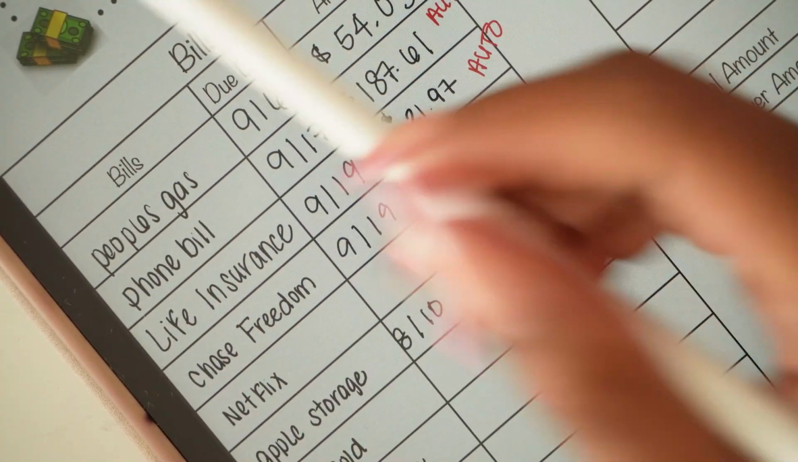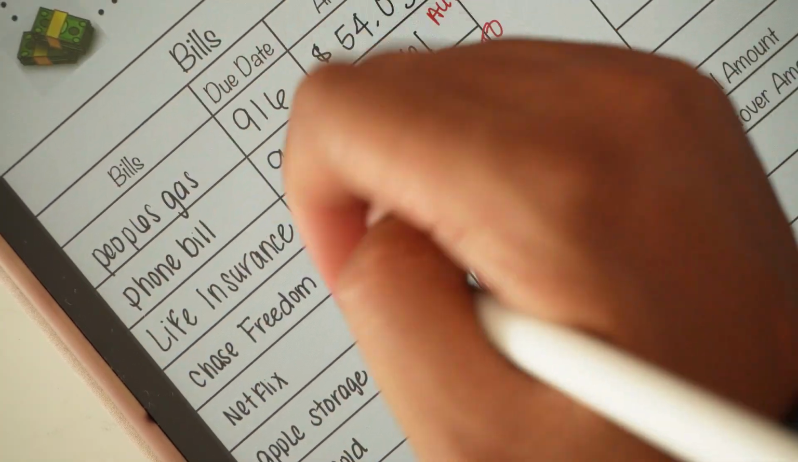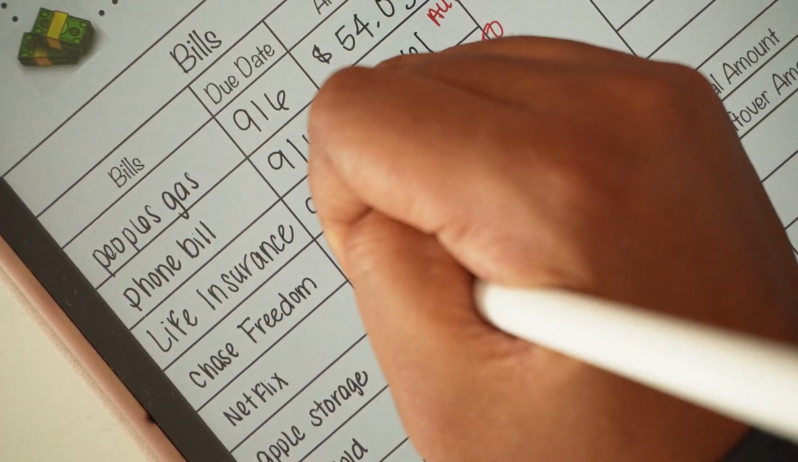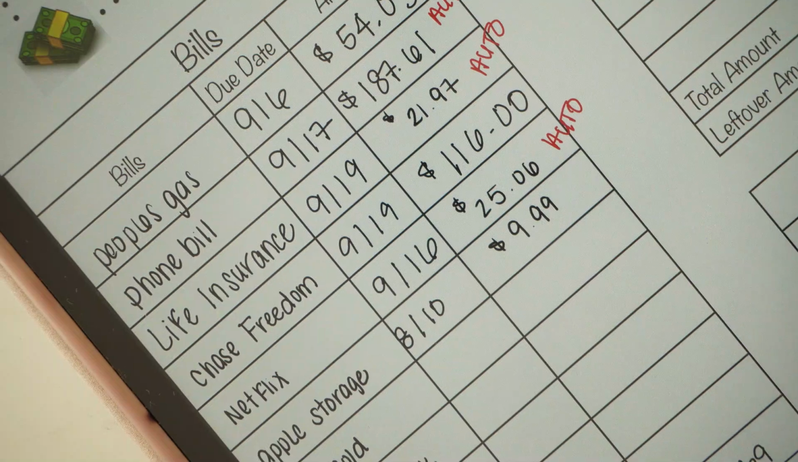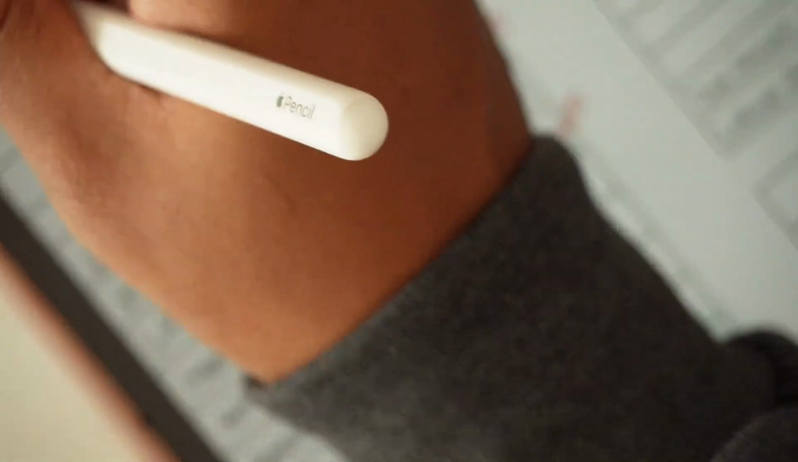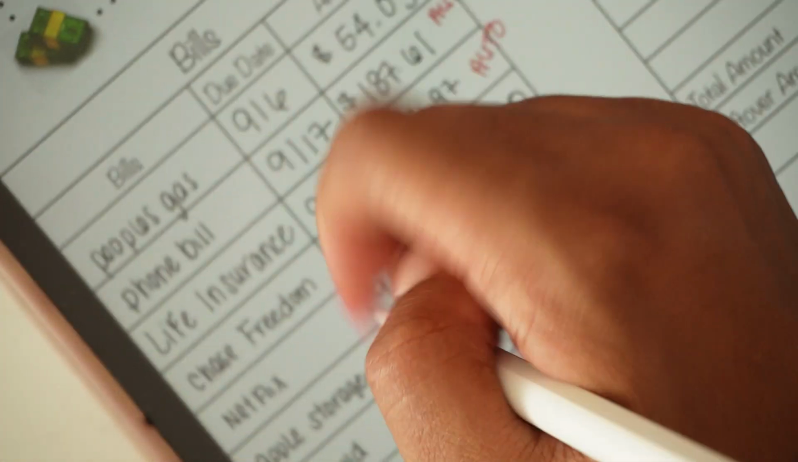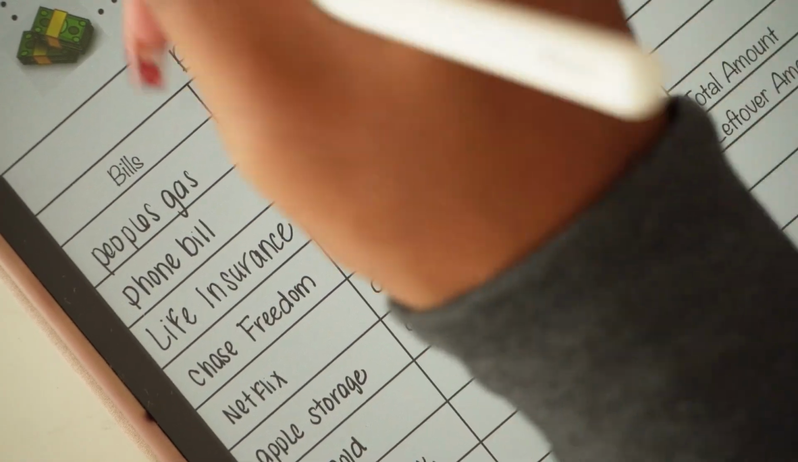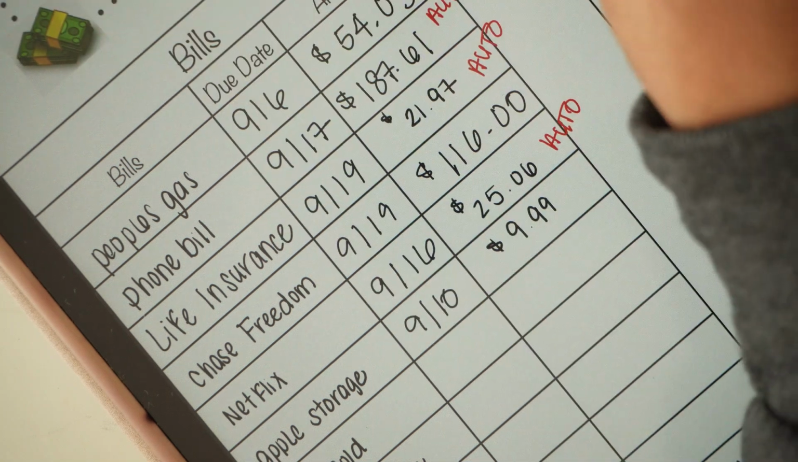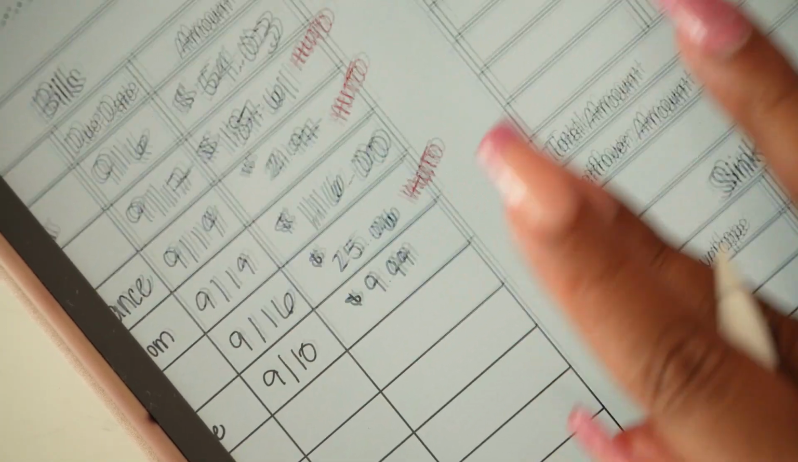Netflix is auto. We pay $25.06 for Netflix every month. Apple Storage, that is also auto. That's gonna come out on 9/10. Let me write auto next to that.